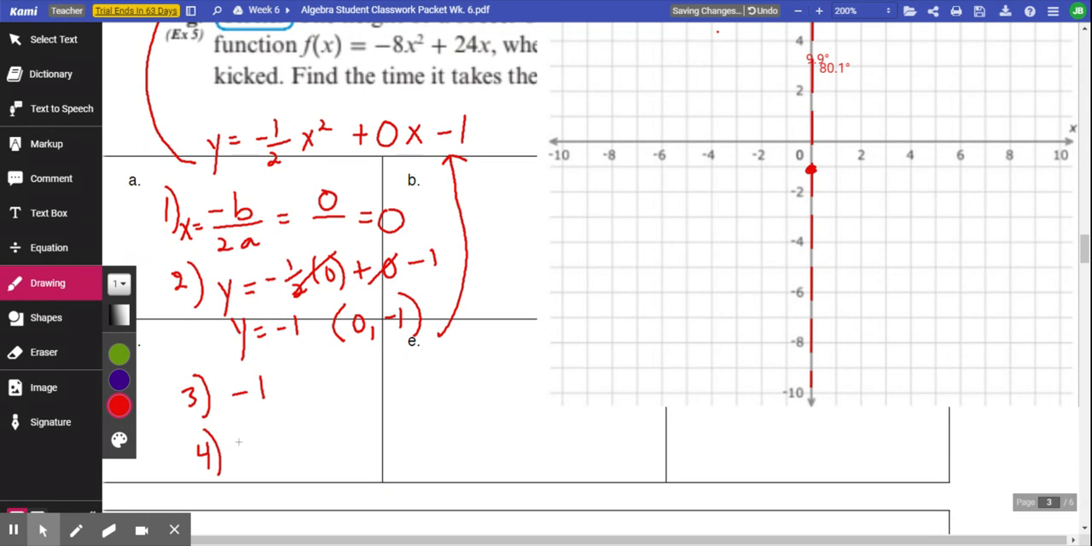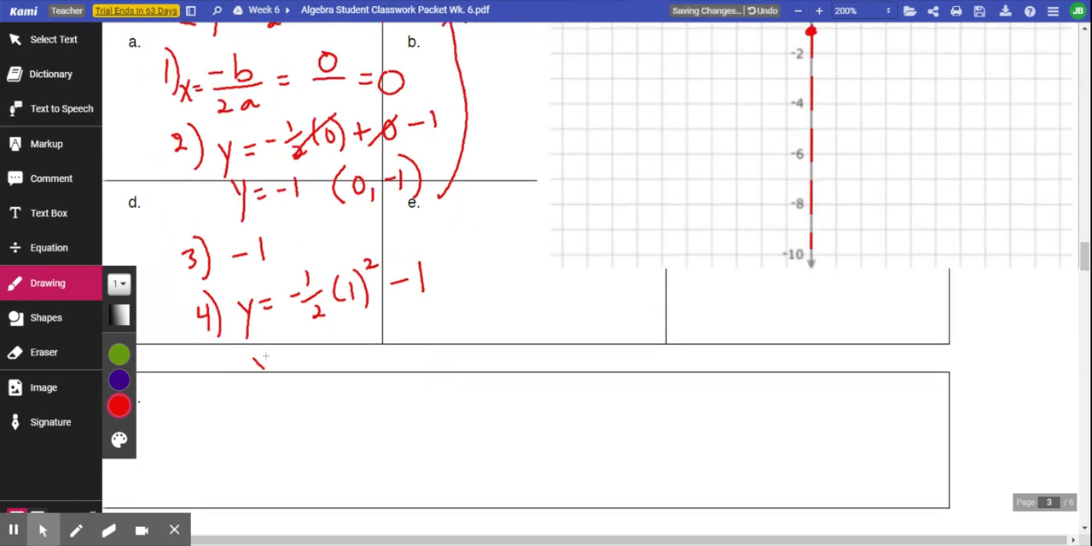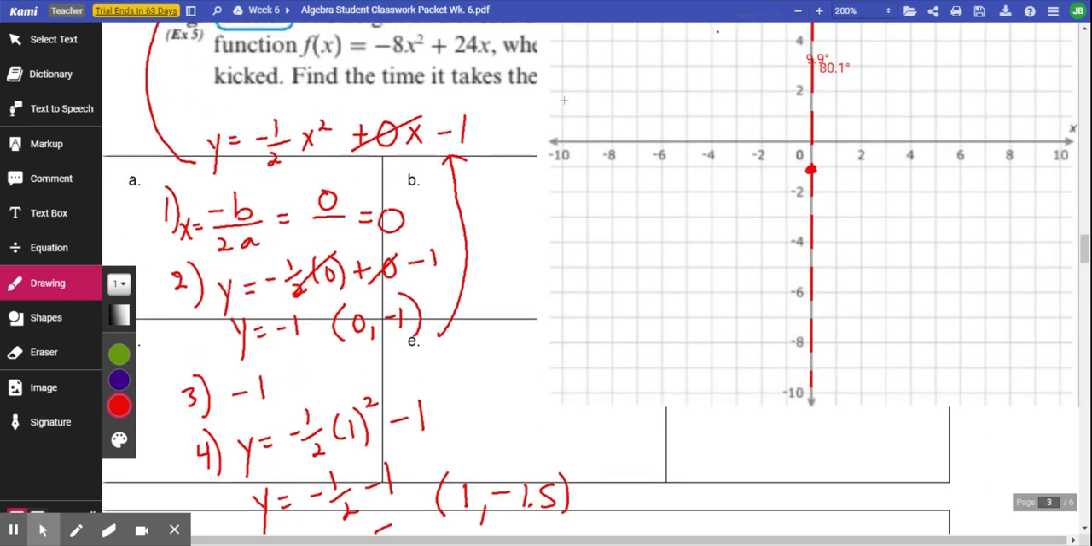So for our fourth step, we're going to find a point around. I'm going to use 1. So what does y equal when x equals 1? Again, that center term, I created that at 0, so I don't need to put that in there. So y equals -1/2, 1 squared is just 1, minus 1. Well, -1/2 minus 1 is -1 and 1/2. We can do -1.5. So when x is 1, y is -1.5.